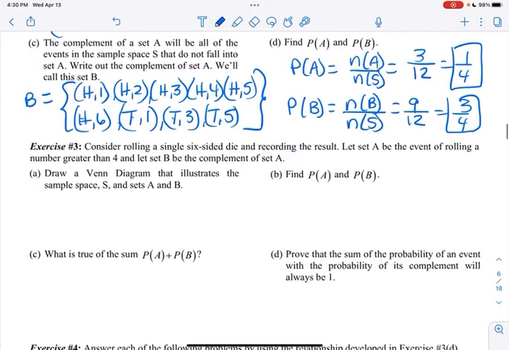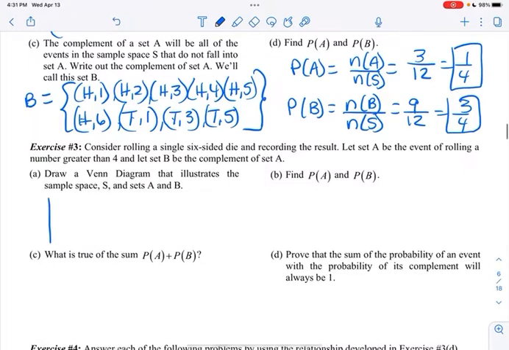All right, let's look at example 3. Consider rolling a single 6-sided die and recording the result. Let set A be the event of rolling a number greater than 4 and set B be the complement of set A. Draw a Venn diagram that illustrates the sample space S and sets A and B. So my big rectangle is my sample space. I have my circle for A and my circle for B, and there's no overlap between them.